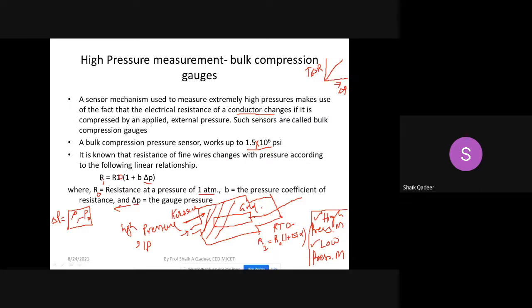The resistance and change in pressure can be varied by this linear relation. This is like a y equals mx plus c kind of equation, where R0 is the resistance at reference pressure and R1 is because of applied pressure. Delta P we can write as P1 minus P2.